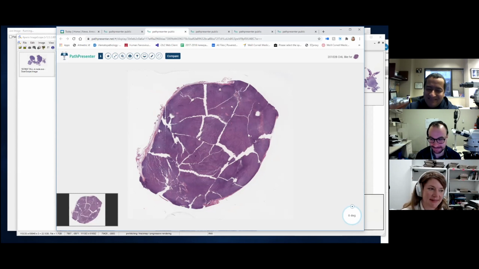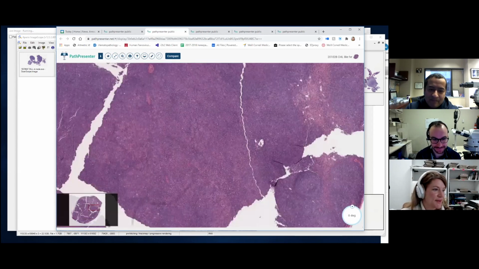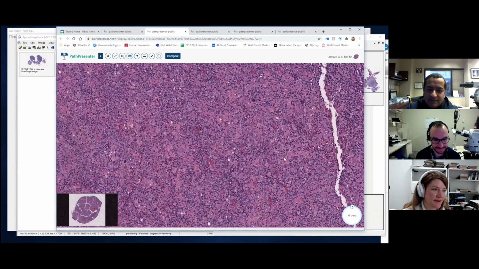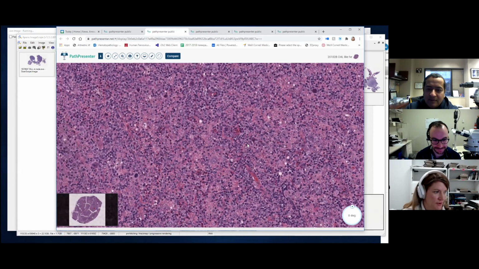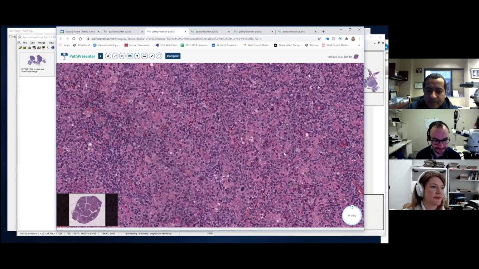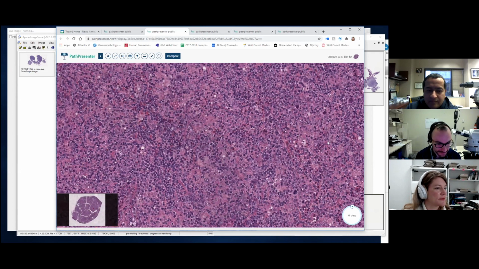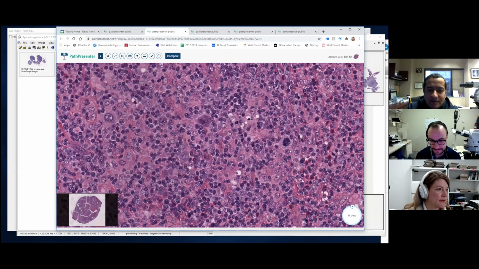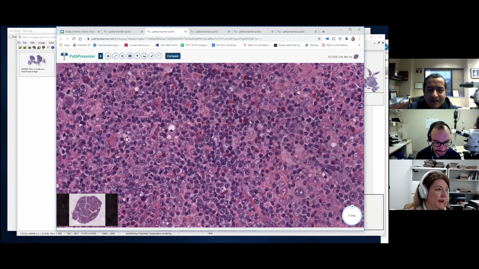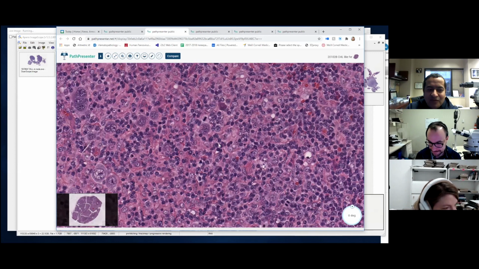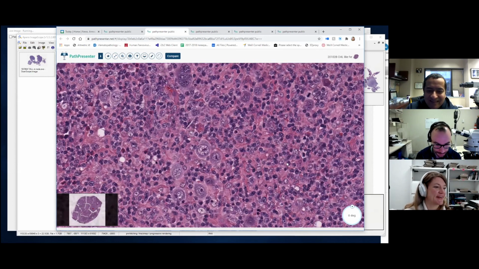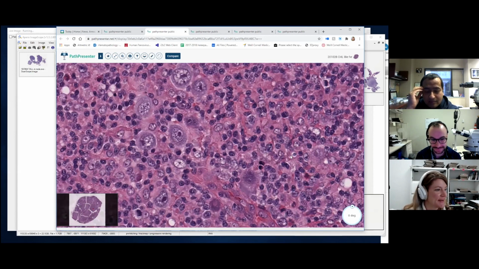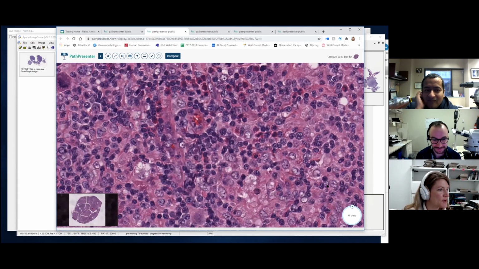So this is another lymph node that we have here. Again, there's no architecture, but it's very mixed this time. There are some small lymphocytes, there are big, weird things, there are histiocytes. This is a nice thick section, which I had from earlier, but you can still see the morphology of the cells.